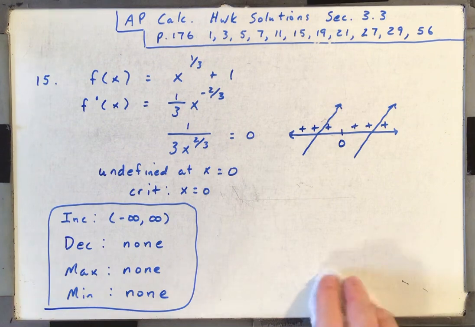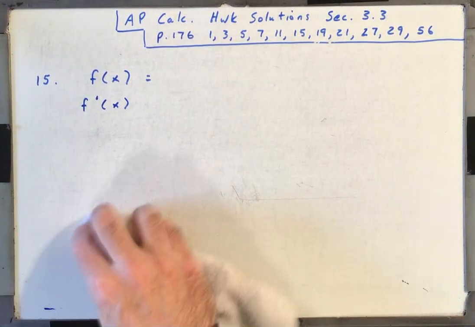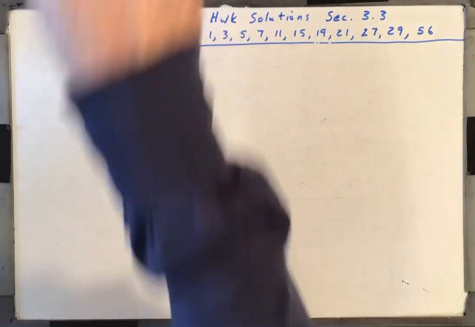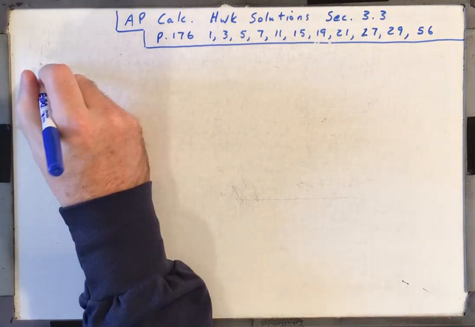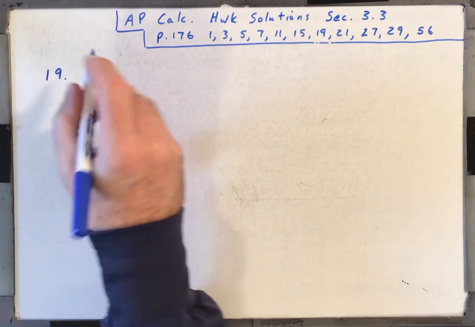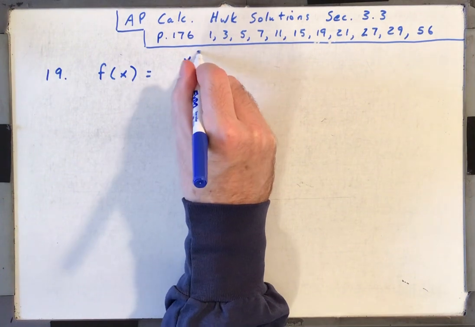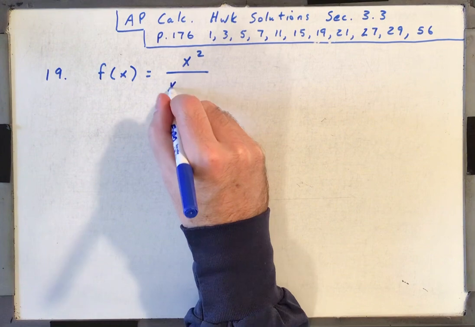Okay, now we're going to get into a little bit more on the tedious side. I think especially maybe number 27, if I'm remembering right. Okay, so number 19. We have f of x is equal to x squared over x squared minus 9.